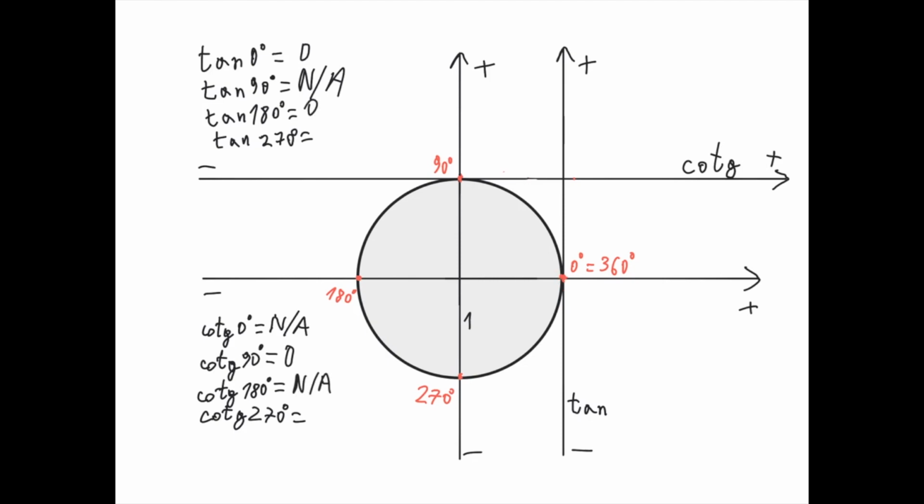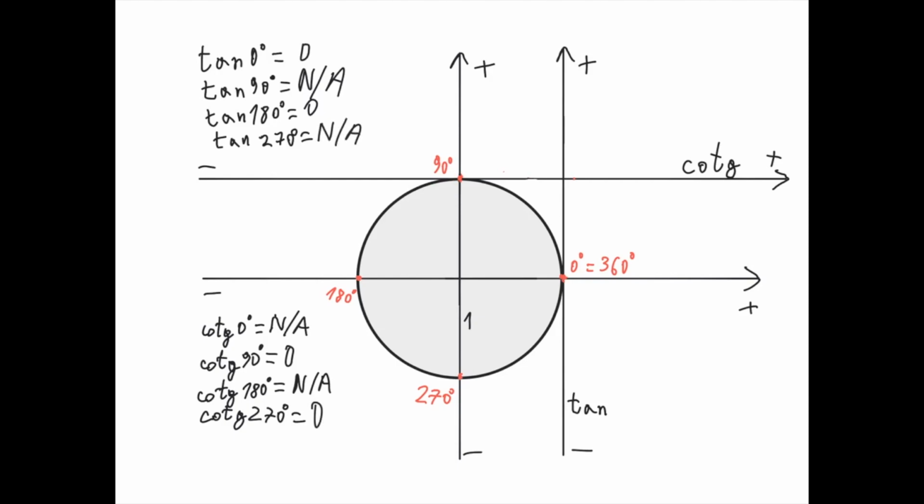For angles between 180 and 270, this line would intersect the tangent and the cotangent axes at positive points, at this side of the axis and this side of the axis. And therefore, tangent and cotangent of angles between 180 and 270 will be positive. At the 270 angle, we would have this line. It doesn't intersect the tangent line, and it intersects the cotangent line at the point 0.